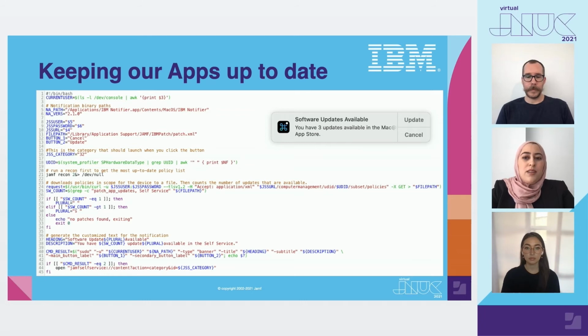Selecting the Update button from the banner will launch the category specified in the script based on category ID within self-service. You can see this on line 44. I'm pleased to say that we have several colleagues at other companies who are already leveraging IBM Notifier for a workflow very similar to this one in their own production environments.